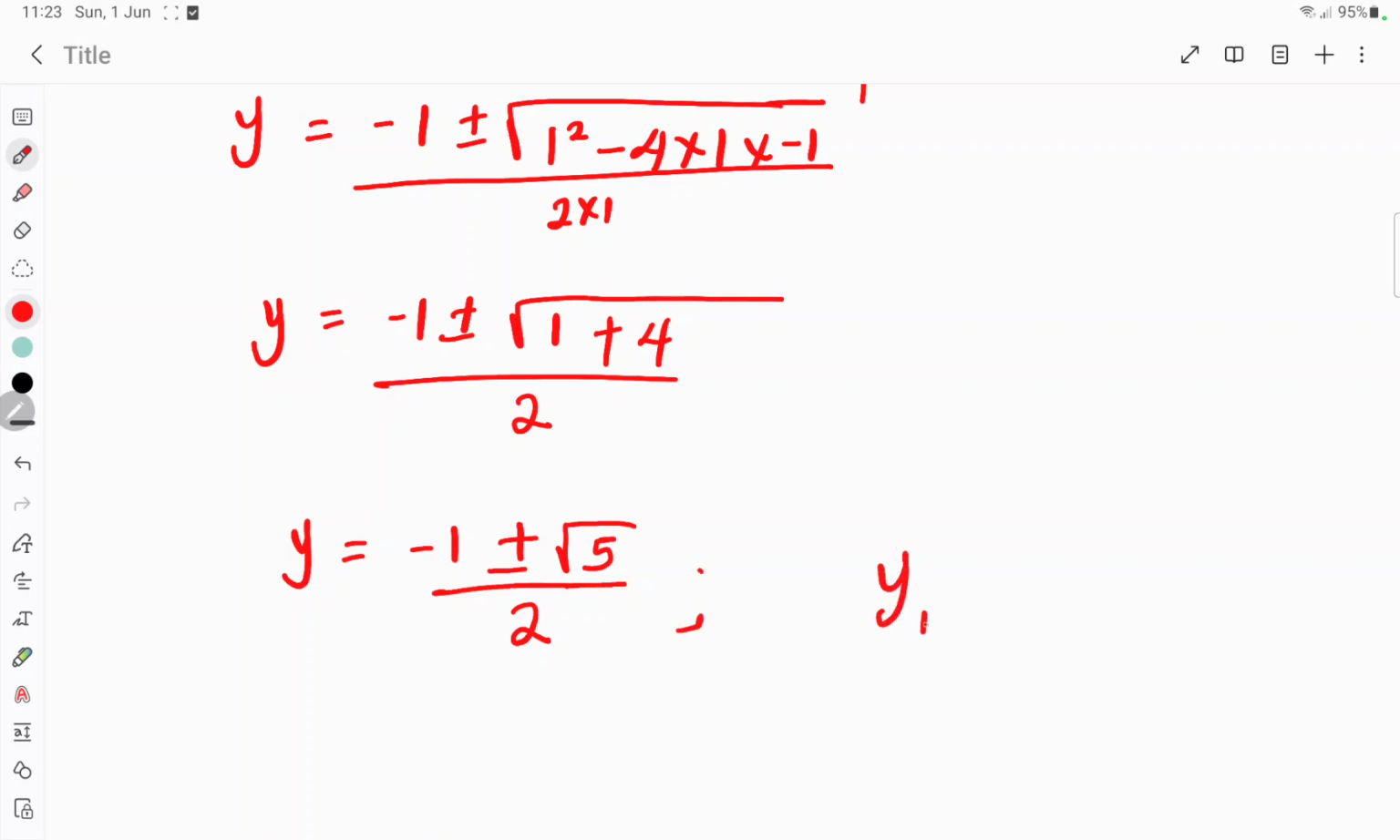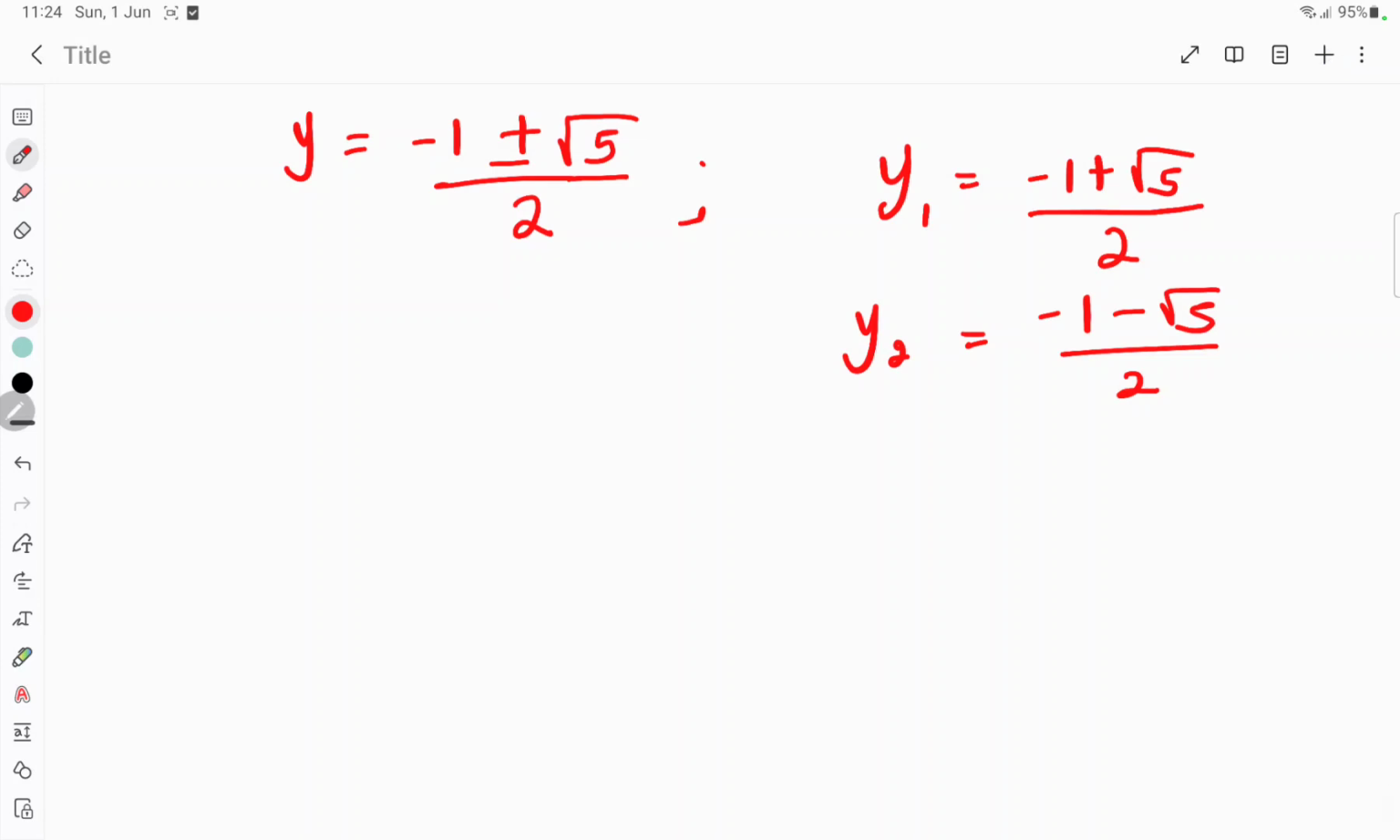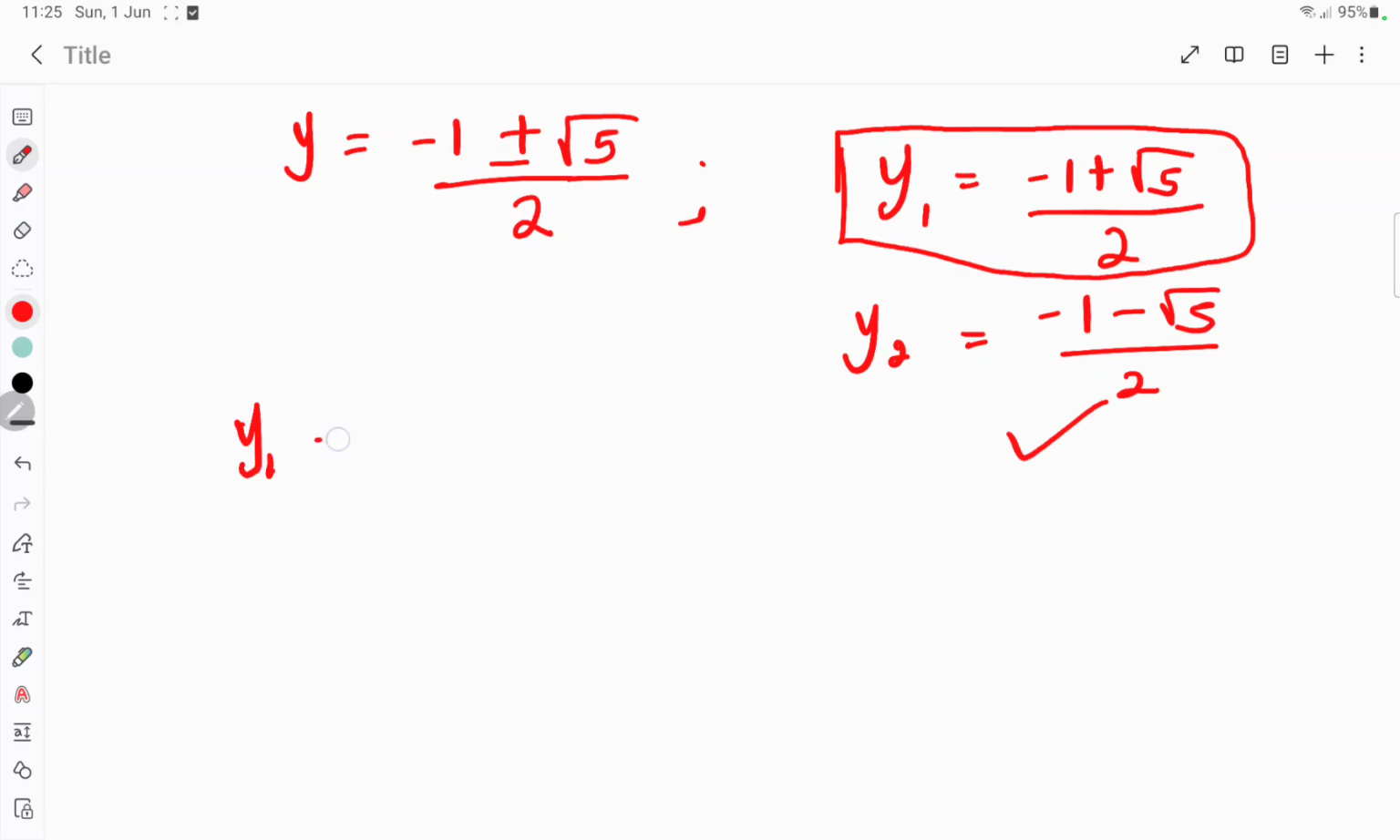So y1 will be equal to minus 1 plus root 5 over 2. Then y2 will be equal to minus 1 minus root 5 over 2. So here you can understand one thing: we actually have to reject our y2 because it's negative, because minus 1 minus root 5 is giving a negative number, and we don't need that. So the one we accept is our y1, which is equal to minus 1 plus root 5 over 2.